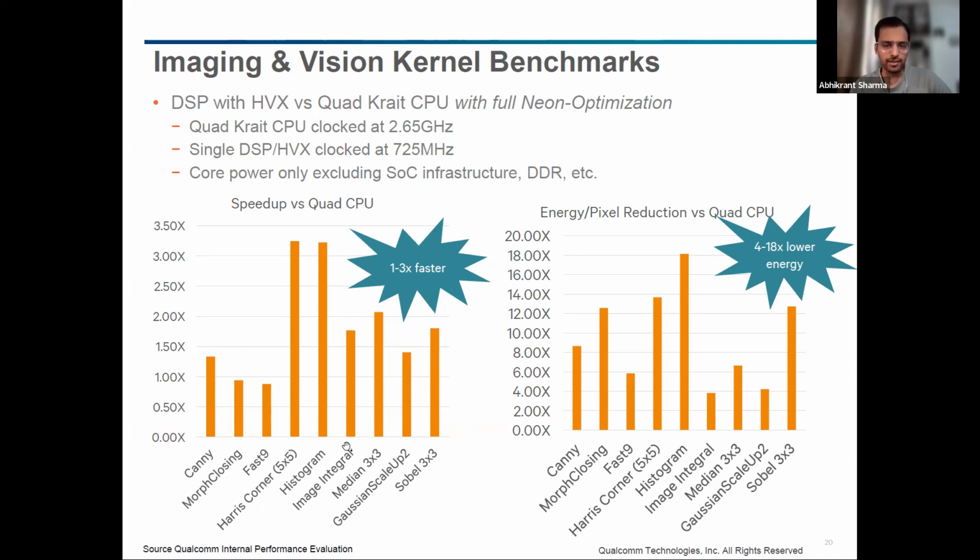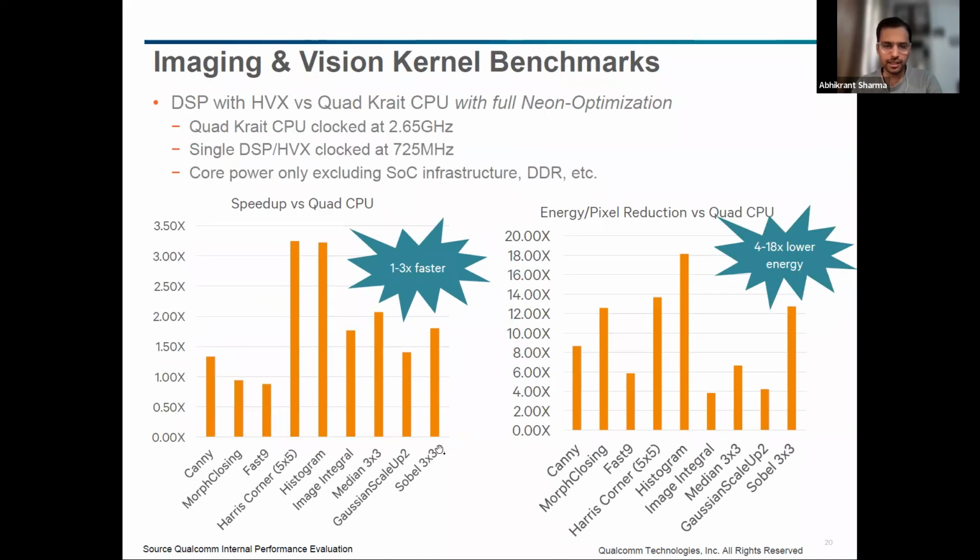So this is the performance chart, but this is an interesting chart where we do the power analysis. And here, if you see, we are consuming 4 to 18 times lower power versus a CPU. So that is one of the primary reasons why the DSP is able to deliver better, and at the same time, it is consuming much less power than the traditional CPU.